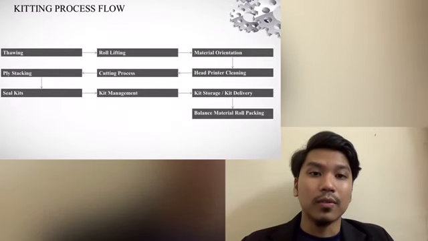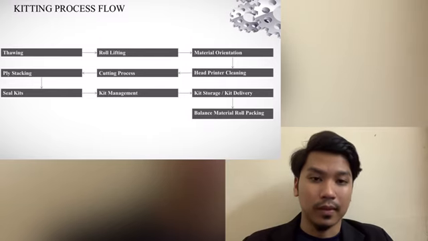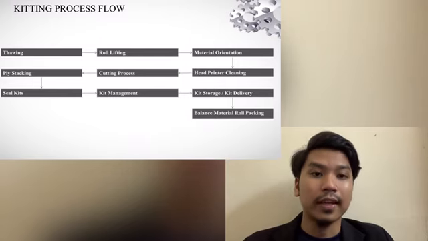Okay, next, I would like to introduce the kitting process flow. Firstly, thawing. Thawing is the place where the material is thawed from the freezer. Next, rolifting. Rolifting is the equipment that can lift the material. Next, material orientation. Next, head printer cleaning.